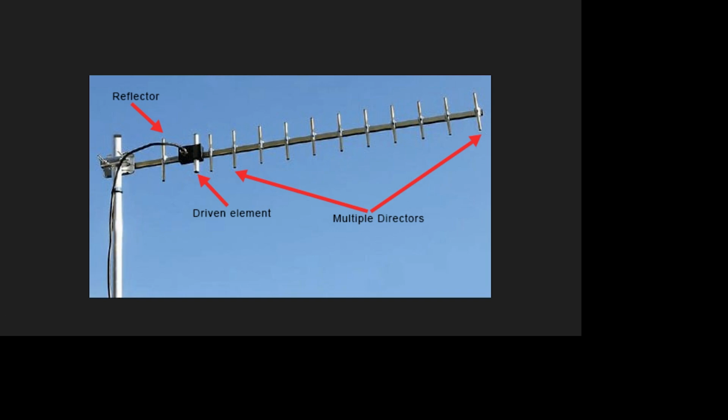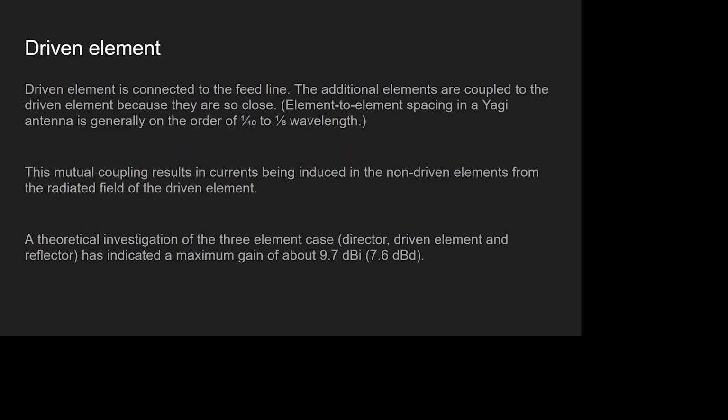The driver element, directors, and reflector. The driver element is the only part that connects to the transmission line, the coaxial cable. The other parts are not connected. They are just metal pieces and metal strips. But after some calculations, we find that the wave will reflect from the back, and the directors help to make the wave narrower and more pointy. This is from the calculation.